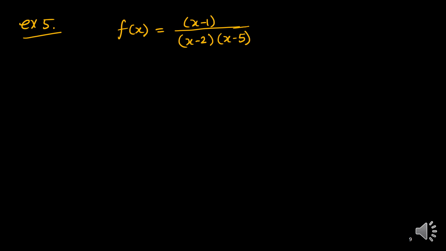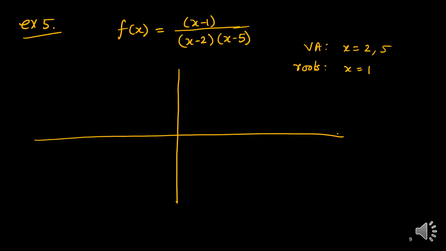Now, what are the vertical asymptotes? Vertical asymptotes will be at x equals 2 and 5. And what are the zeros? This function has roots. Roots will be at x equals 1. This is the information, so I can now draw. So these are the two axes. This is the x axis. This is the y axis. Now I'll consider these points. Suppose this is 1, x equal to 1. This is 2. And this is suppose 5.